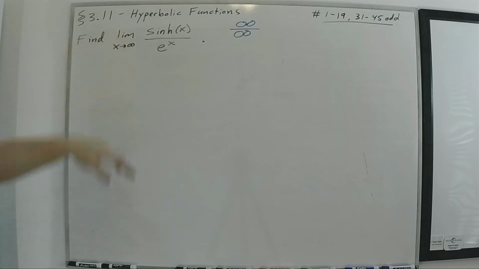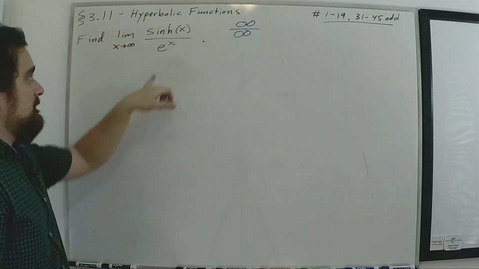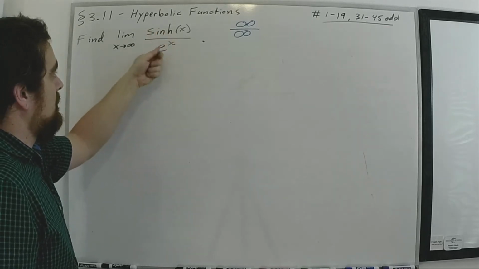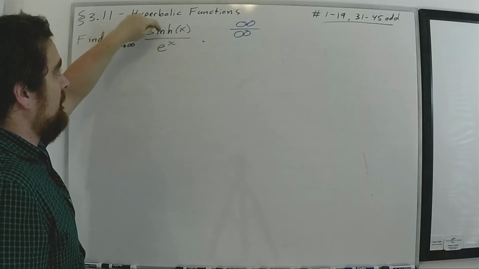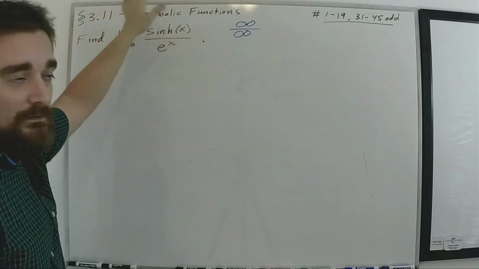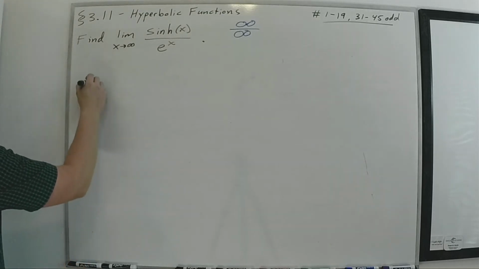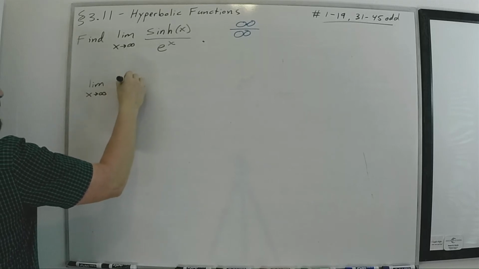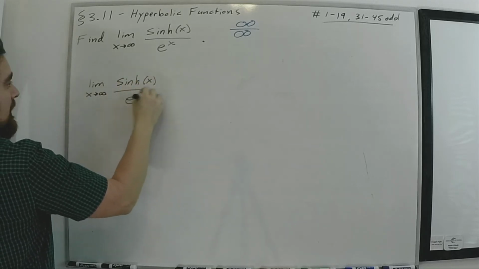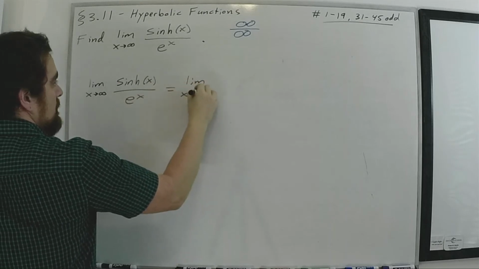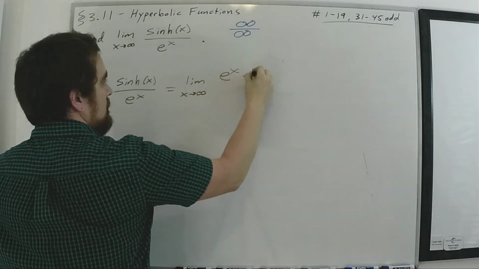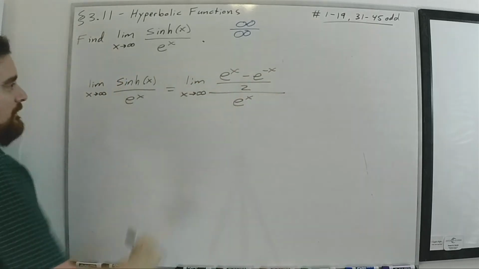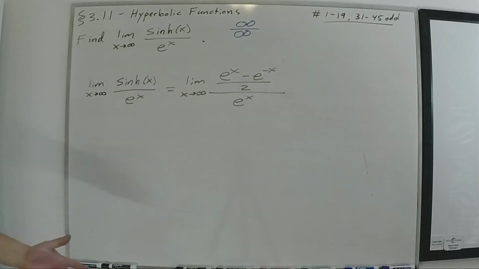Instead, we have to algebraically manipulate this. Now, it'd be very difficult to turn e to the x into some sort of function that would cancel out with sine hyperbolic of x. But it would be very easy to turn sine hyperbolic of x into its definition with e to the x and e to the negative x, and then play around with this e to the x. So basically what they're wanting you to do is write sine hyperbolic of x in terms of e to the x minus e to the negative x over 2. But then, of course, you still have the original denominator, e to the x. So that's what they're asking you to do.